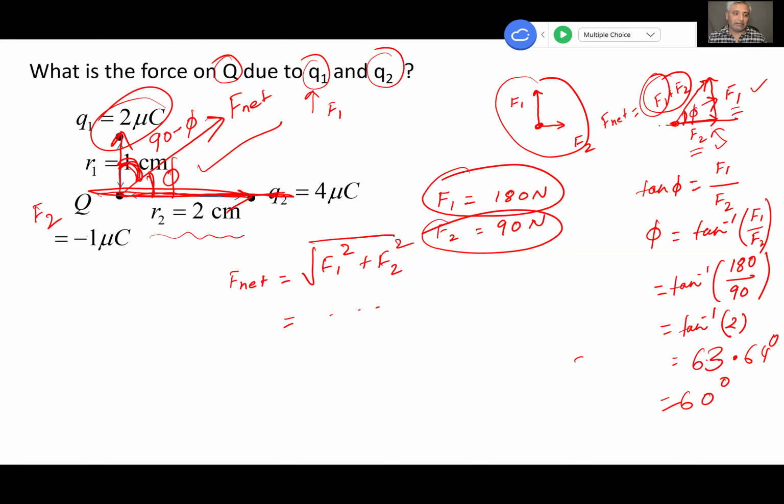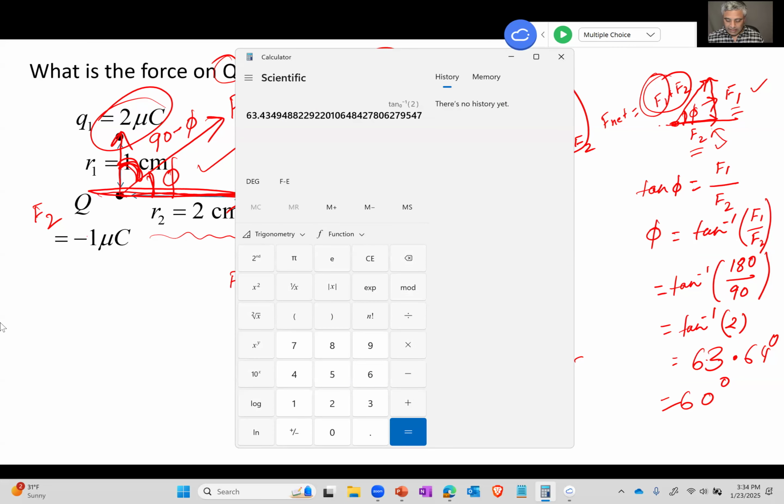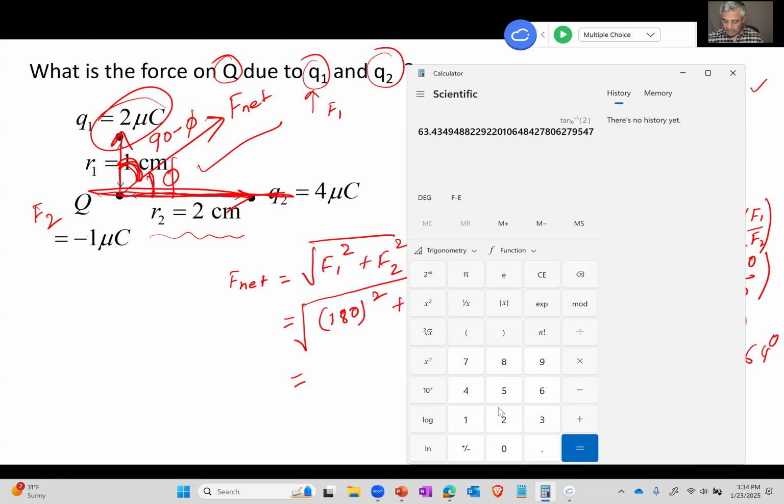Did anyone calculate the magnitude of F net? I did not. I got 201, I think. So we need at least 3 or 4 people. Can you type your number if you calculated? Can you type that on the canvas? The one that matches most likely is going to be right.